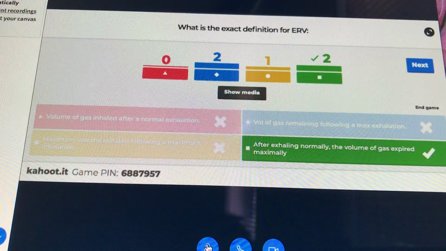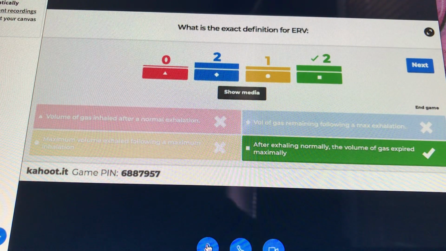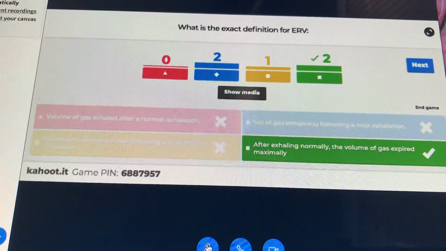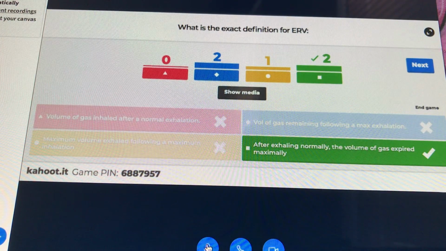Okay, so what is ERV? Expiratory reserve volume. And that's what's left in your lungs after a maximum exhale. Or I'm sorry. That's what you can exhale maximally after a quiet exhalation. So that can be worded different ways.